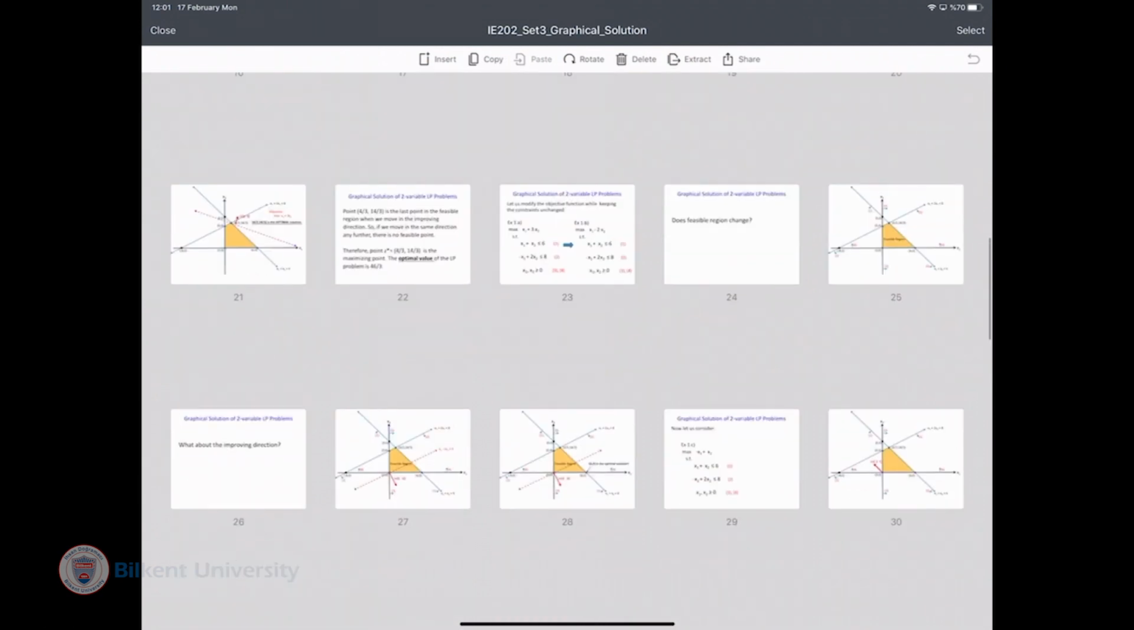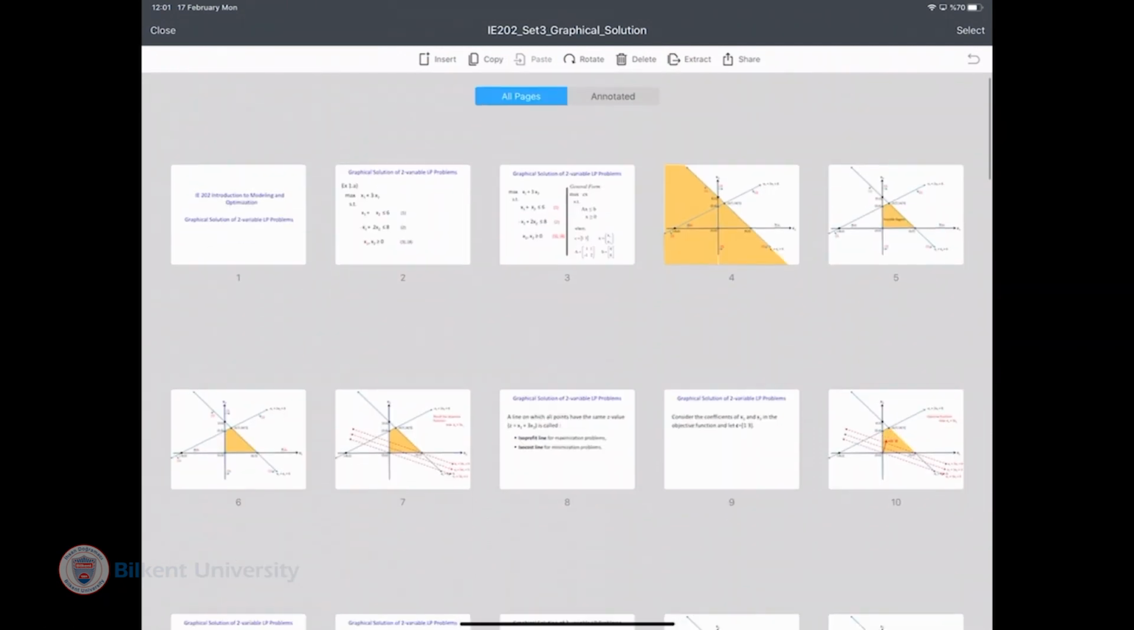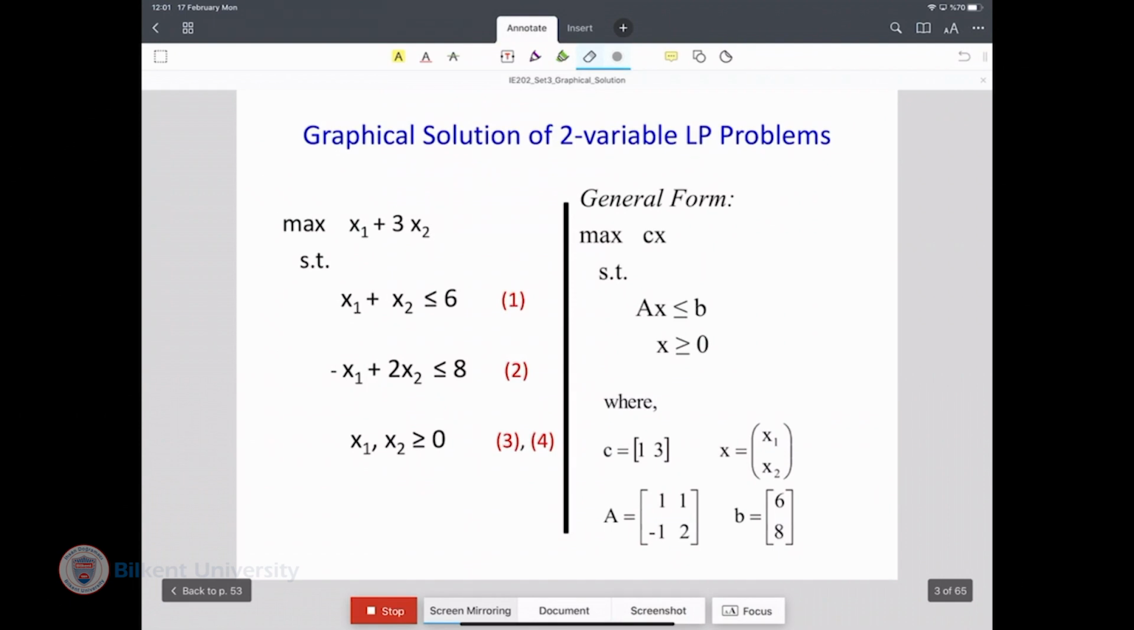Here's my A and B. A is called the coefficient matrix. B is called the right-hand side vector. C is called the objective function vector, right? They all have their own domains. C is 1 by n, B is m by 1, A is m by n. Okay?